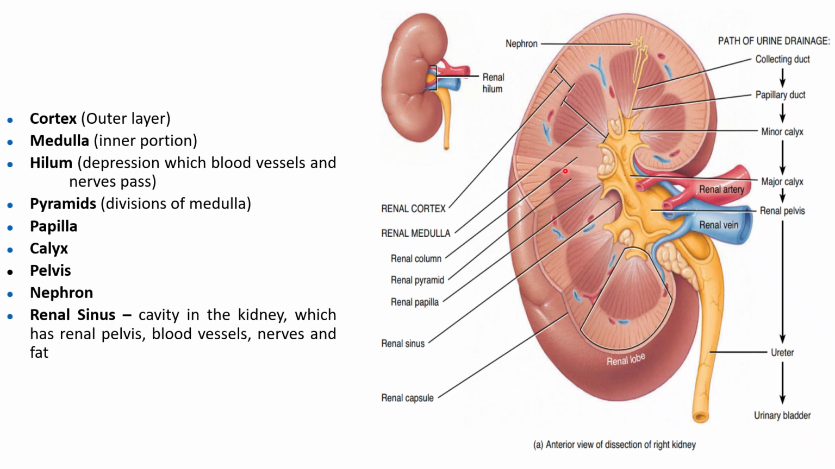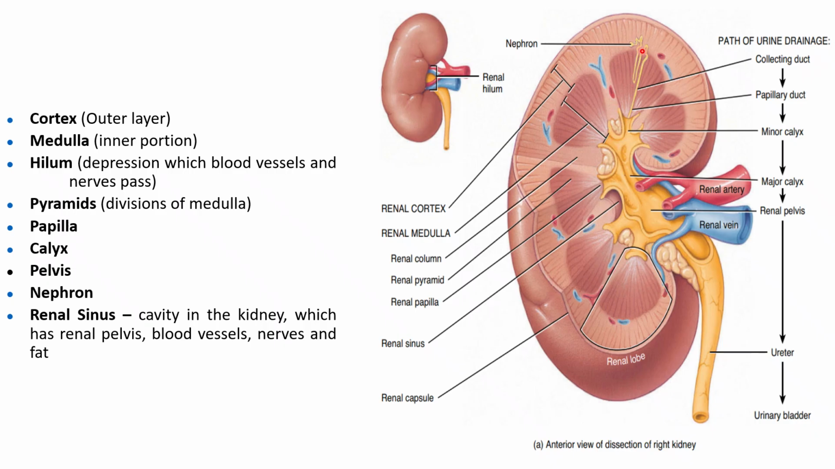Renal column. Then this is the renal hilum. What is the hilum? Near the center of the concave border is an indentation called the renal hilum, through which the ureter emerges from the kidney along with blood vessels, lymphatic vessels and nerves. Here you can see the renal hilum.